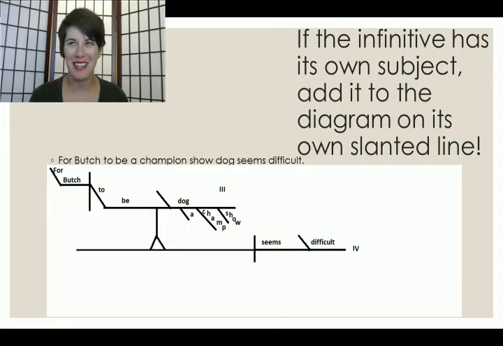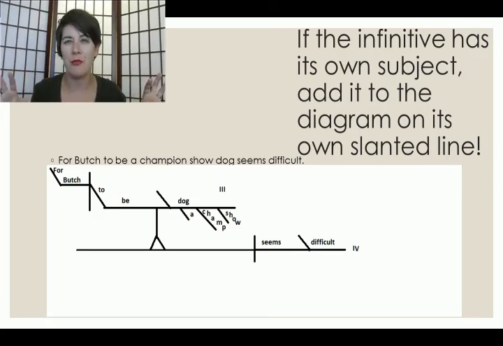Same for infinitives. If the infinitive has its own subject, we have to add it to the diagram on its own slanted line, and it has to be separated, as I've diagrammed it here, from the infinitive. We're trying to indicate, again, the division between subject and predicate. For Butch to be a champion show dog, this whole thing is the nominal. This whole thing, something, seems difficult, straightforward pattern 4.